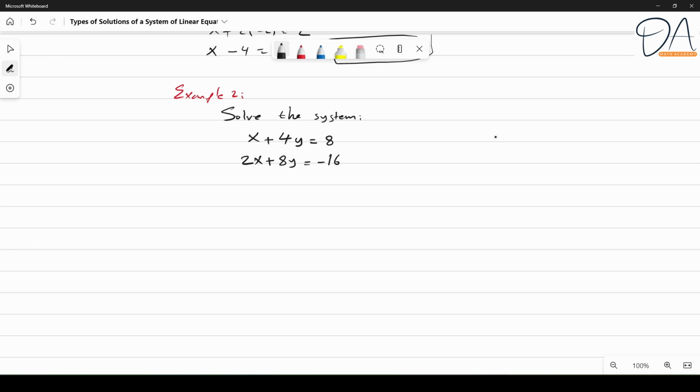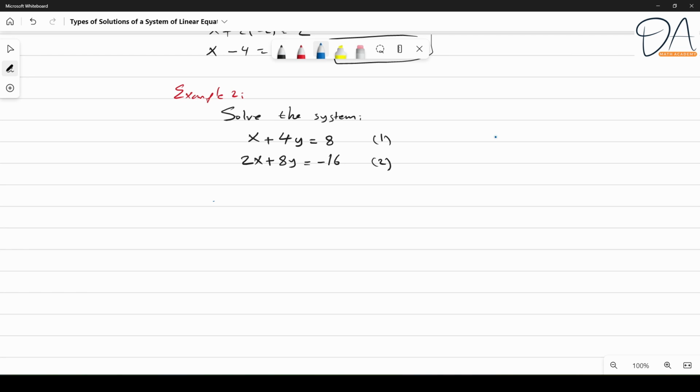To solve the system, x plus 4y equals 8, 2x plus 8y equals minus 16. Let's call this equation 1, and this is equation 2. Again, we'll solve it using the elimination method. Let's eliminate x. To eliminate x, we can multiply the first equation by minus 2.